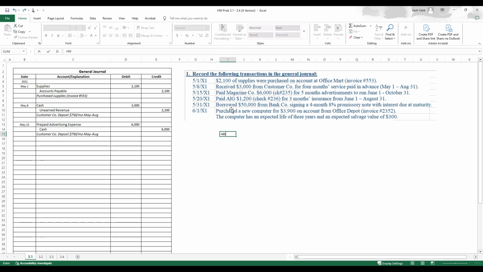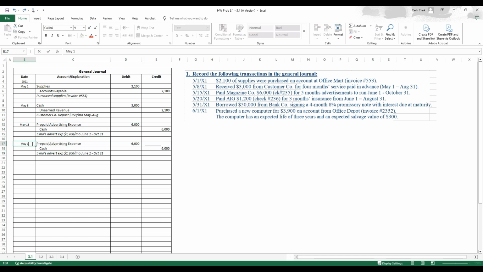So that was $6,000, and we can divide that by 5, so it's $1,200 per month because we're paying for 5 months. And so we can say 5 months advert expense, $1,200 per month, and we'll say June 1 to October 31st for our explanation here. So that'll be helpful when we come back to have to do our adjusting entries later. Okie doke. So I think we got that one good there.